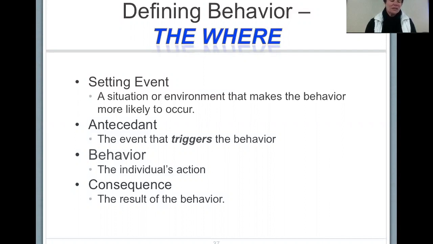Let's dig into these a little more. An important part of understanding problem behavior involves understanding and recognizing triggers and reactions, or antecedents and consequences. In order to do that, we have to make sure we understand what makes something an antecedent or consequence. We can see how recognizing those things can help us determine the function or reason for the behavior, then how to treat it.